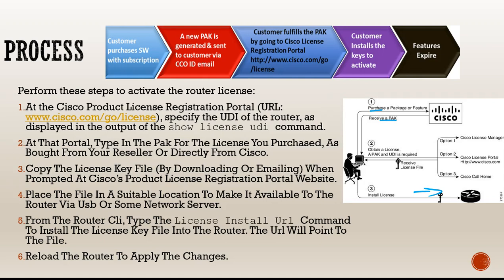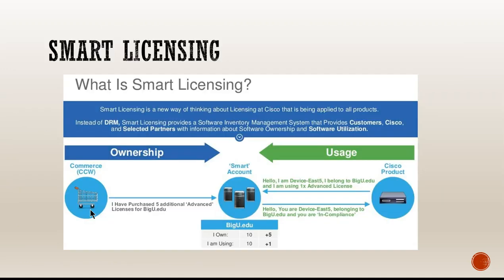Cisco has done a little bit of streamlining with a process called smart licensing, and this is Cisco's page, obviously. It's a way to think about what we're really doing here. Instead of having to install them individually, we're going to have a smart account, and what we do with commerce is purchase the license, and we put the license in the smart account.